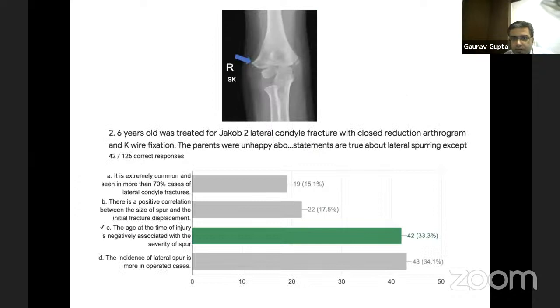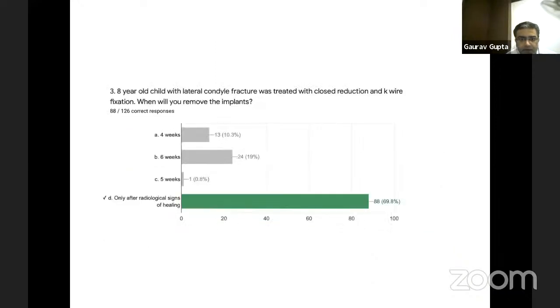The second question was about lateral spur. Which of the following are true about lateral spurring except? The correct answer is C, that the age at the time of injury is not associated with the severity of spur, and this option was wrongly written as negatively associated. Around 42 people have marked it right, which is good. The third question was about the timing of removal of implants. It does not depend on a particular time, it depends on radiological healing when we should remove the wires, and around 70% of people have marked it right.